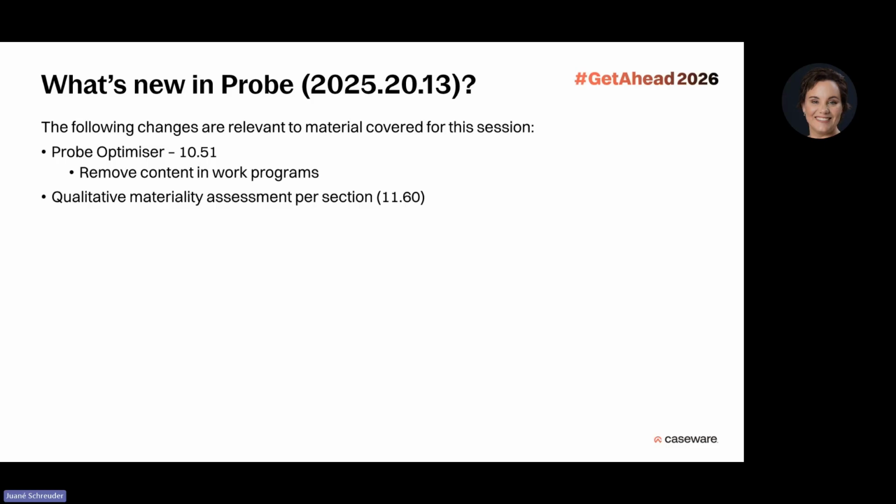There are basically two big changes with regards to risk assessment at assertion level. The first thing we will notice is a new button in 1051, which is called the Probe Optimizer. It will remove the, I want to say irrelevant, but irrelevant is maybe not the right word, it will basically remove the content from work programs where there are no balances in the current or prior year, and also where those sections have not been activated in 1051. So we'll look at that just now.